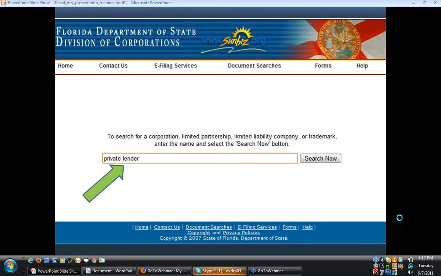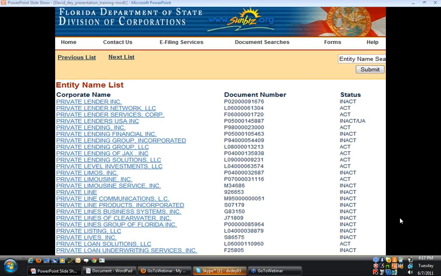take a look at that. Private Lender Inc., Private Lender Network, Private Lender Services, Private Lender USA. Guys, would you say Private Lender Services has anything to do with private money? I'd say so. And it doesn't have to be just private lender. It could be private lending. It could be private money. It could be hard money. Do a name search with any of these options. Private mortgage. You'll find more private money than you know what to do with.